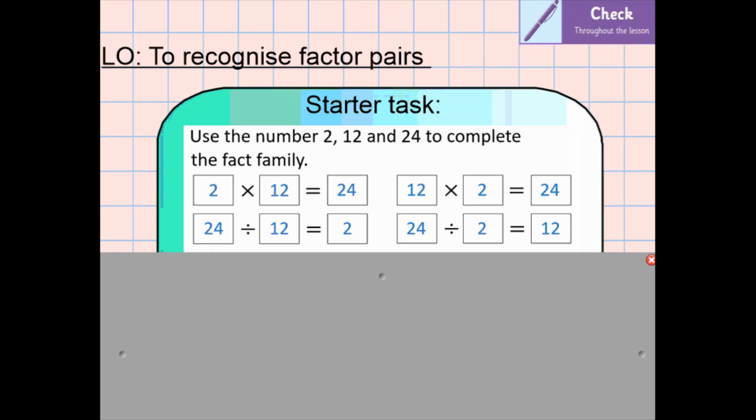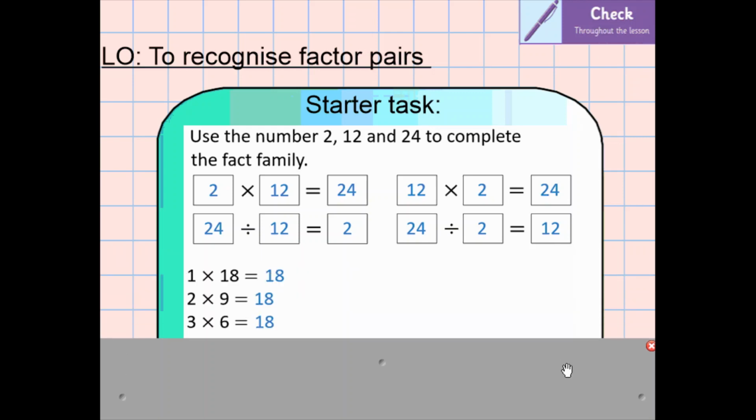So it asks us to use the numbers 2, 12 and 24 to complete the fact family. Well, we can see that 2 times 12 is 24, but we also know that 12 times 2 is 24. And if we know that, we can work out that 24 divided by 12 is 2, and that 24 divided by 2 is 12.